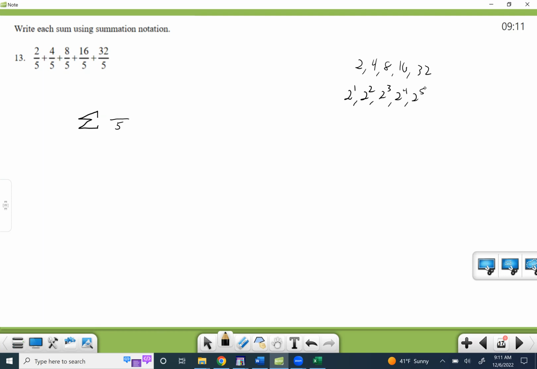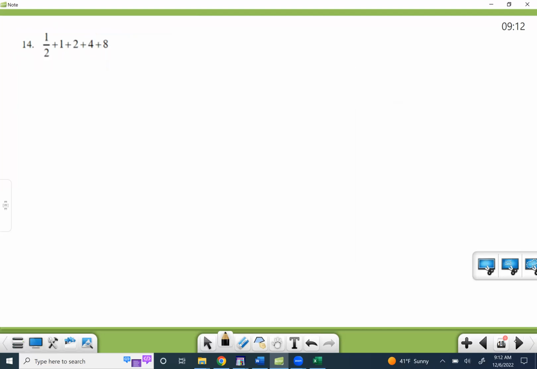So it looks like it's just going to be 2 to the nth, with n starting at 1, going all the way to 5, right? 5 is where we stop at. So we start at 1 and we go all the way to 5. So I'd say this would probably be what most people would write. There are other ways to write it, but I think that one is probably what most people would write.